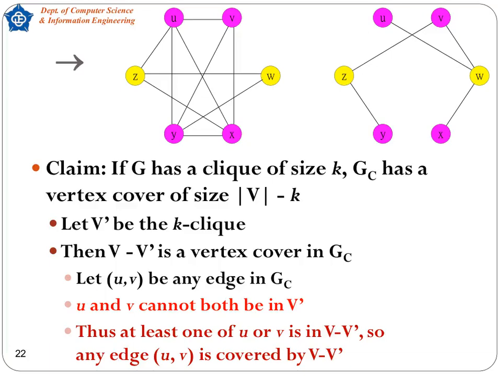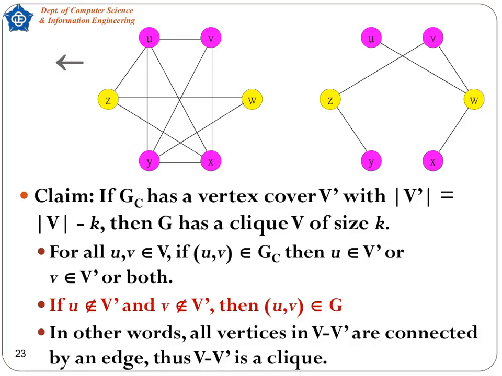Building on our earlier discussion, on the left you see the complement graph G_C, with 6 vertices labeled U, V, X, Y in magenta and Z, W in yellow, and every possible edge drawn between them. Suppose we find a vertex cover V' in G_C of size n minus k. That is, we've chosen yellow vertices that touch every edge. The remaining k magenta vertices lie outside V'.